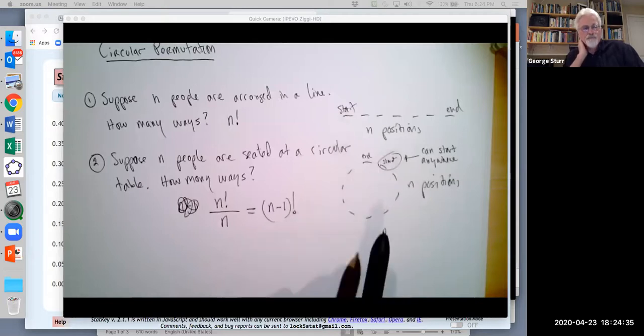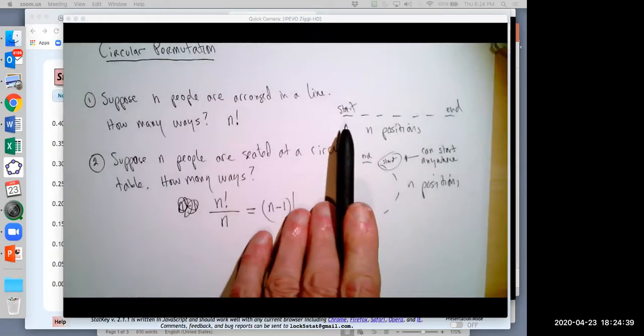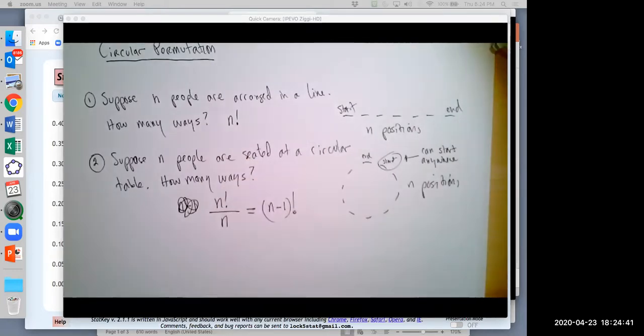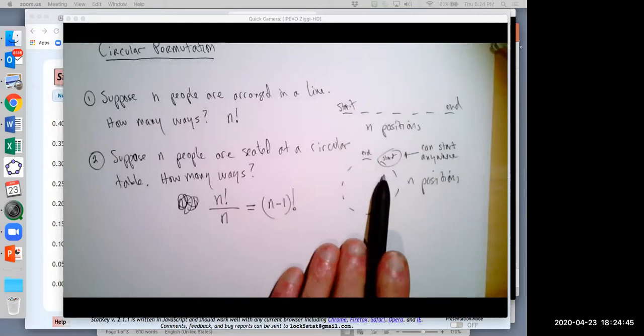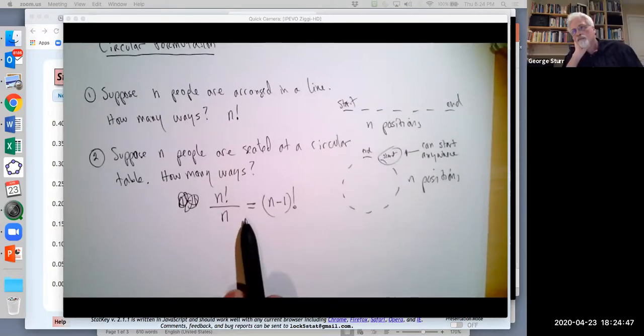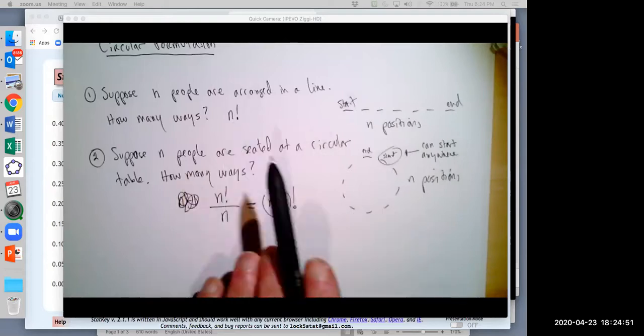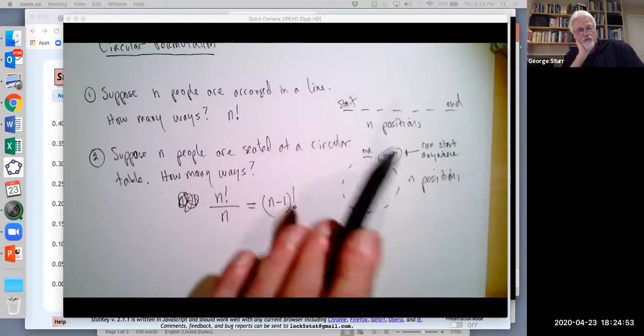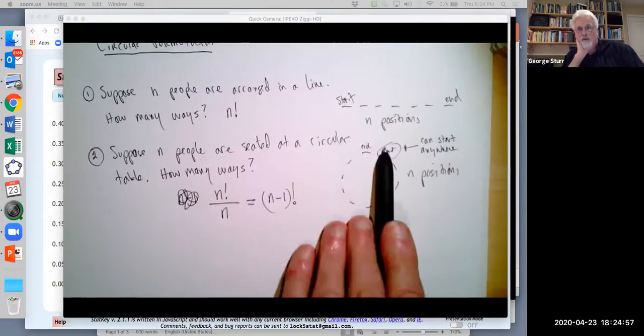Let me try it again. Oh, so what I understand is that in a circle we have one case less than the line. Yes. Okay, I got it. You start by saying it'll be like this: the first person sits down, there are n choices, then n minus 1, and so forth.